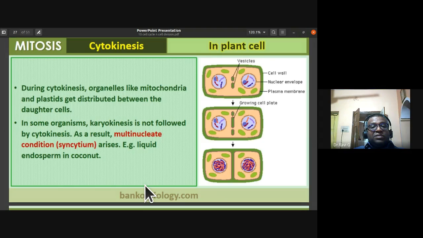So that liquid endosperm, the water of the coconut, the coconut milk, what you call it. Okay, so the fluid of the tender coconut is nothing but liquid endosperm, and we call it free nuclear endosperm because after karyokinesis there is no formation of cell walls. That is, there is no cytokinesis. As a result, multinucleate condition or syncytium arises. The example is liquid endosperm in coconut. So remember that.